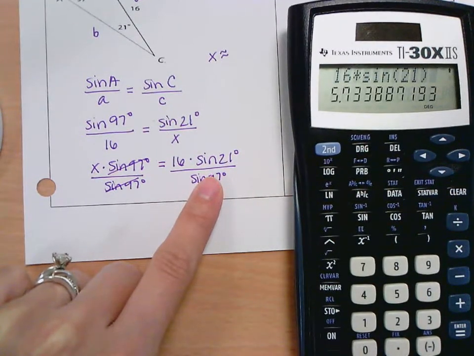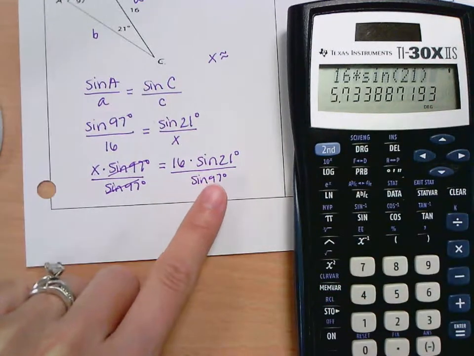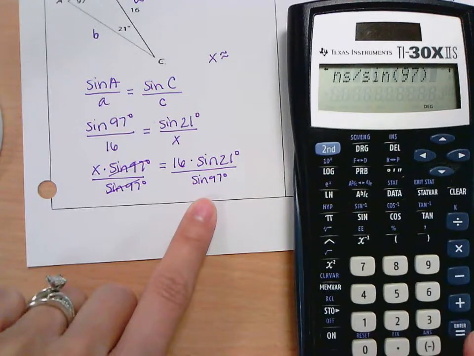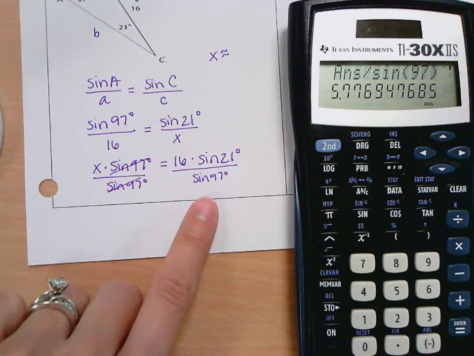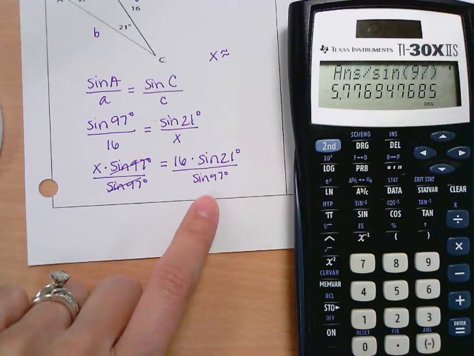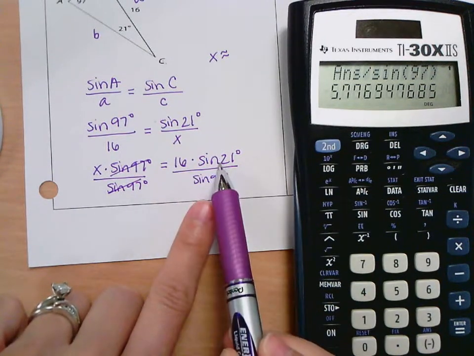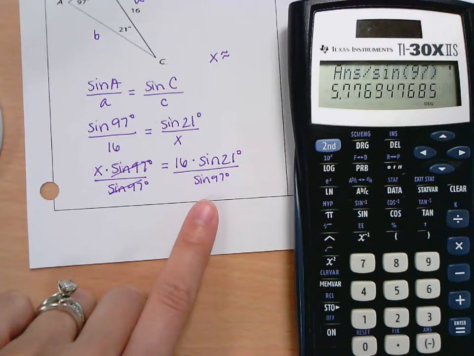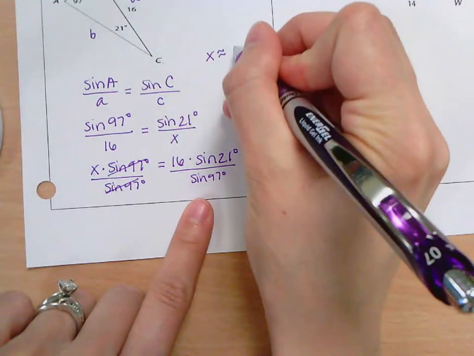I'm not writing anything down. I leave that answer in my calculator, and then I just hit divided by sine of 97. Enter. So it should be, if I were to round to one decimal place, about 5.8. Okay, so I type in the 16 times sine of 21, enter, divided by sine of 97, enter. 5.8, approximately.